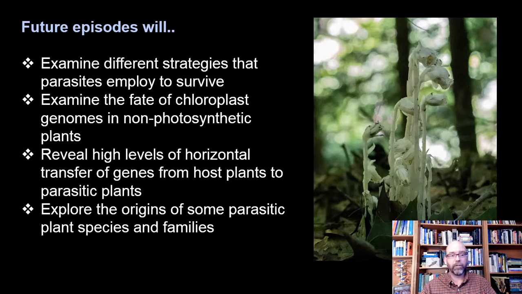And we're also going to reveal the high levels of horizontal gene transfer that's occurring from host plant to parasitic plant. Some very interesting recent studies show that dozens of genes have been captured by parasitic plants from their hosts and placed into the parasitic plant genome, where they are actually using those genes. So what are they using those genes for, and how does that happen, that one organism can actually take genes from another organism and move them and utilize them in another place, possibly for a different purpose? And of course, we want to explore the origins of some parasitic plant species and families.